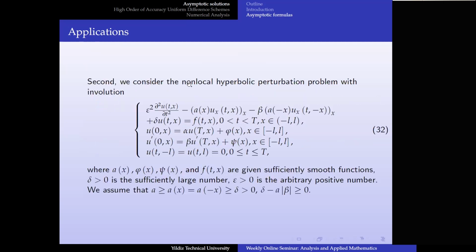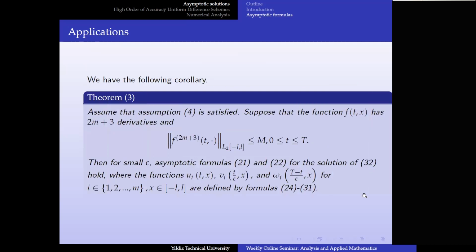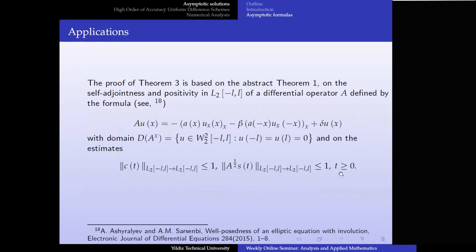And second, we consider the non-local hyperbolic perturbation problem with involution. Here the involution is on the interval minus L to L, with these involution conditions. The elements of the problem satisfy the following conditions. And we have the following corollary for the involution problem in this L2 space from minus L to L, where the following formulas hold.